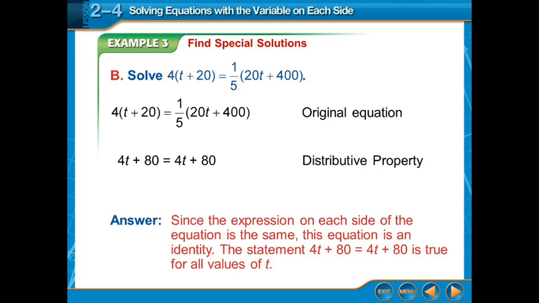Since the expression on each side of the equation is exactly the same, this equation is an identity, so it's true for all real numbers or all values of t.